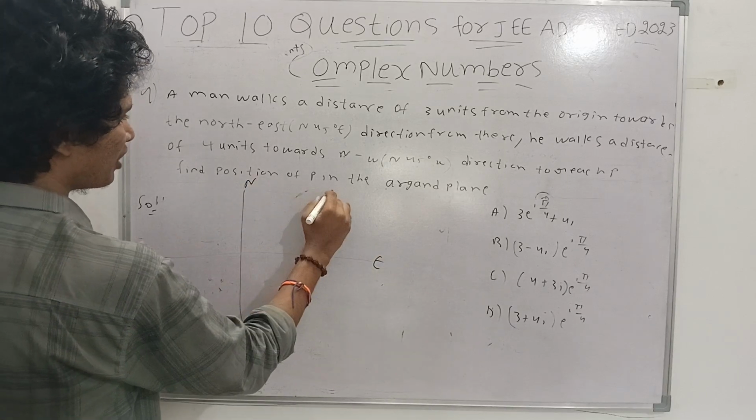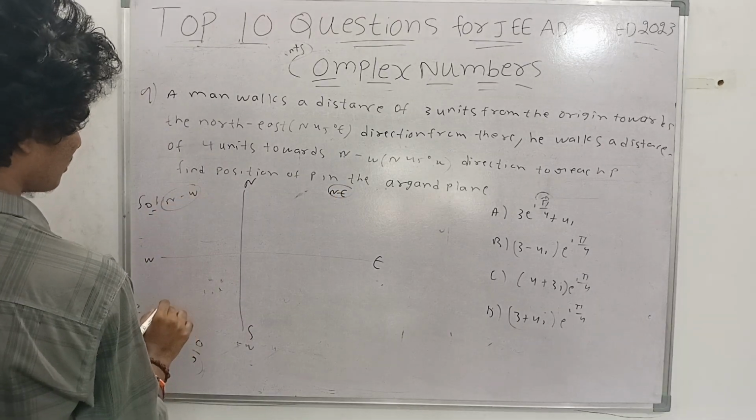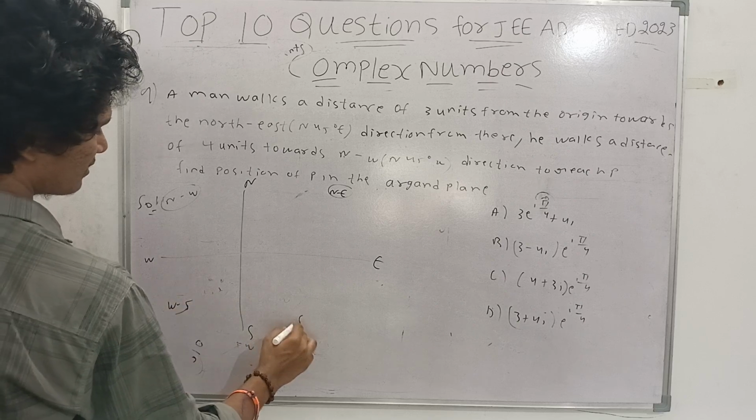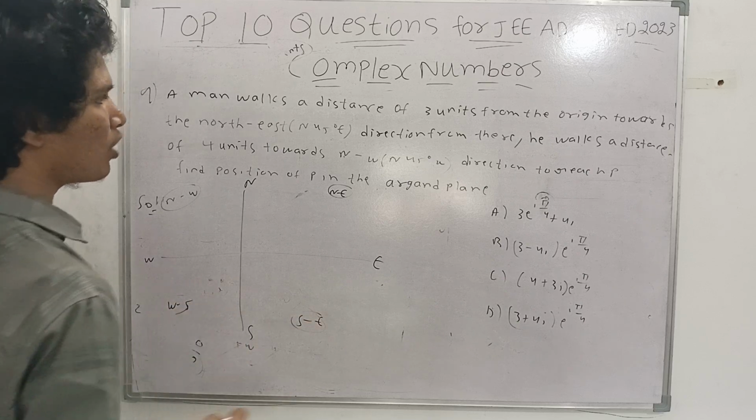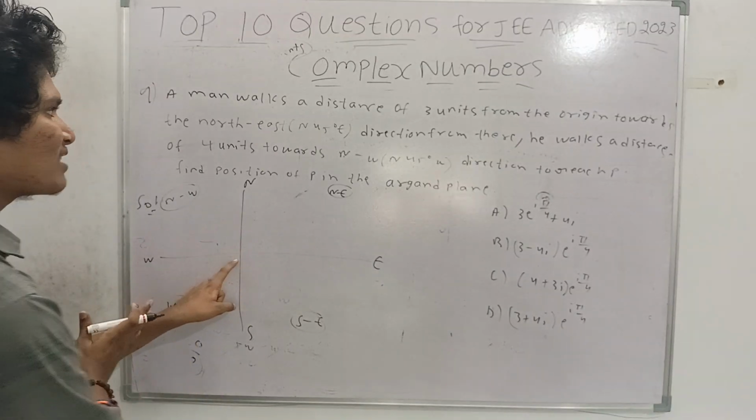This entire region is said to be northeast. This entire region is said to be northwest. Here it is southwest. Here it is southeast. So what they are saying: a man is traveling 3 units from the origin towards northeast.